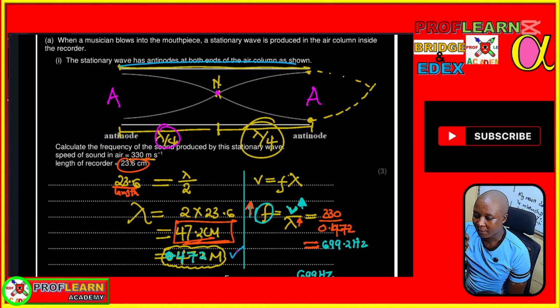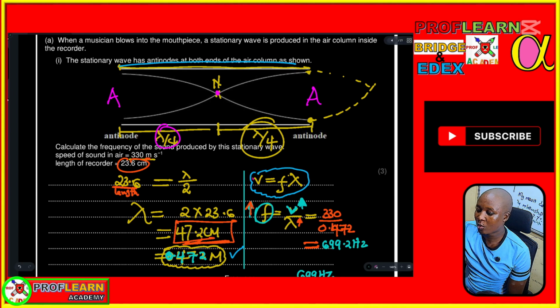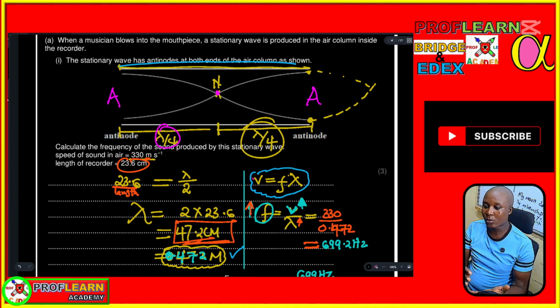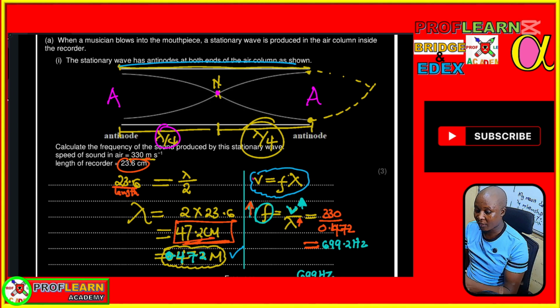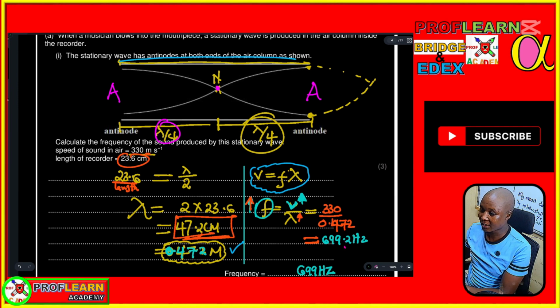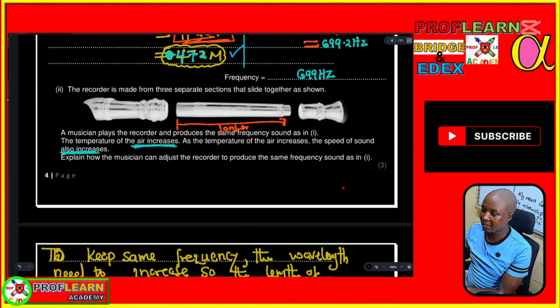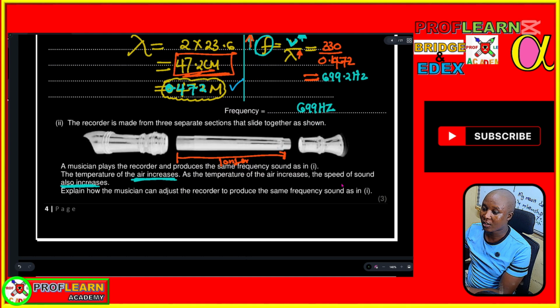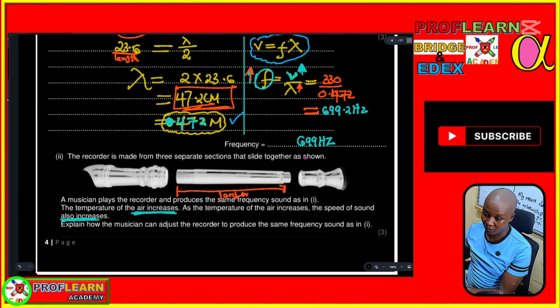Calculate the frequency. How will we get the frequency? We are going to use the wave equation, right? If V equals F lambda, and since we have the speed and the wavelength, we can get the frequency by saying 330 divided by the wavelength, and we get 699 hertz. 699 hertz is the frequency of the stationary wave that was formed.